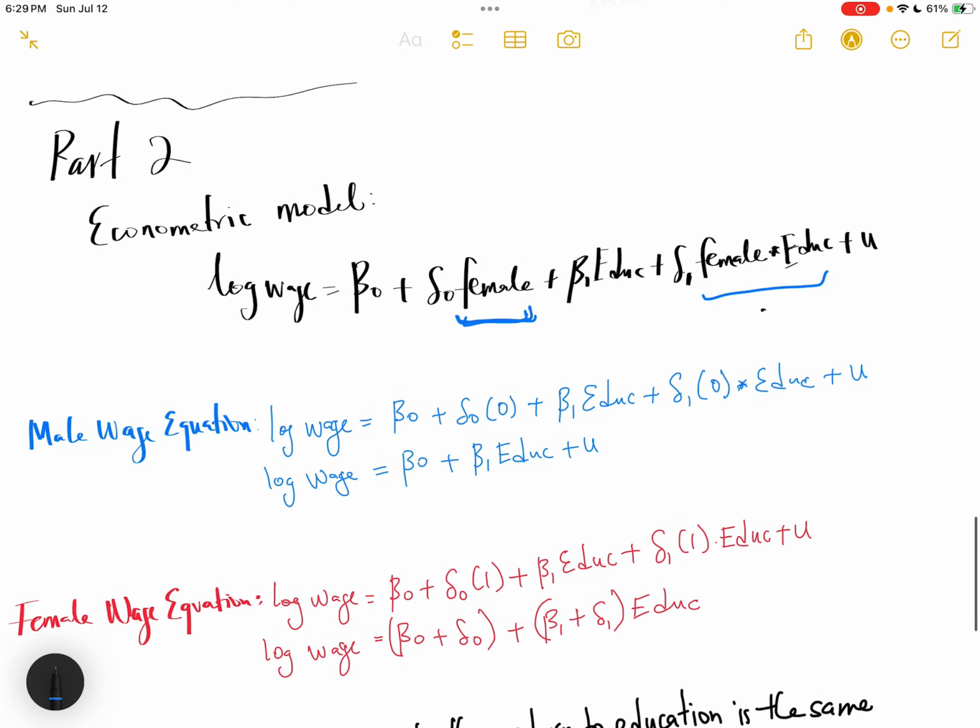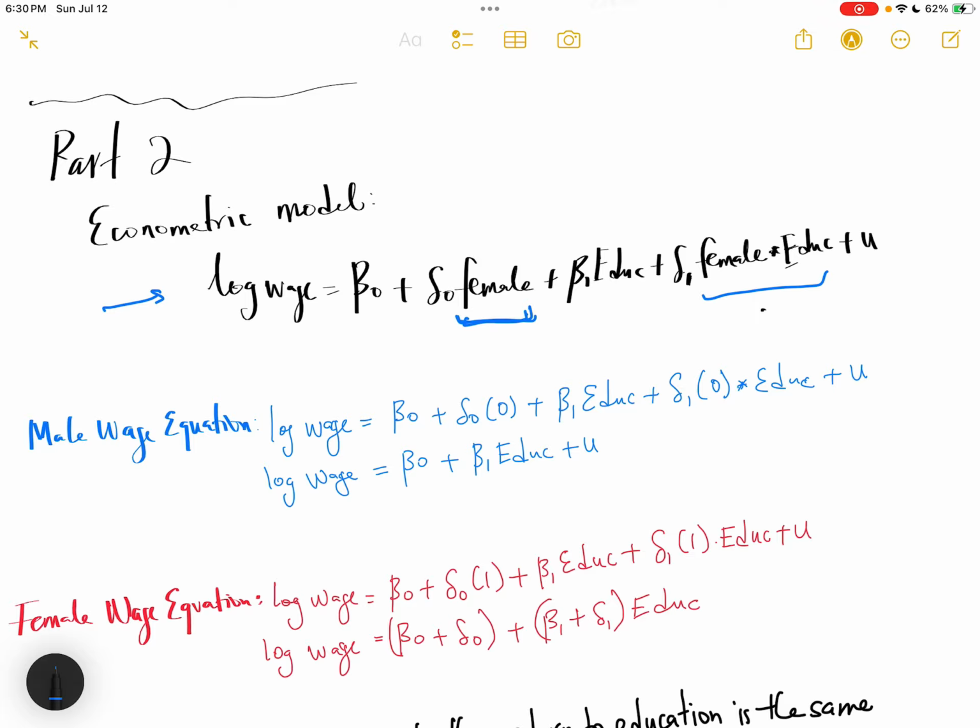Well, the dummy female, right? We have our dummy variable female up here, and then we interacted that dummy variable with education. This is what I mean. We interact our dummy female variable with education, which is continuous. Okay, so from here, we can derive our male wage equation where, wherever we see female, it takes a 1 if a woman, or a 0 otherwise.